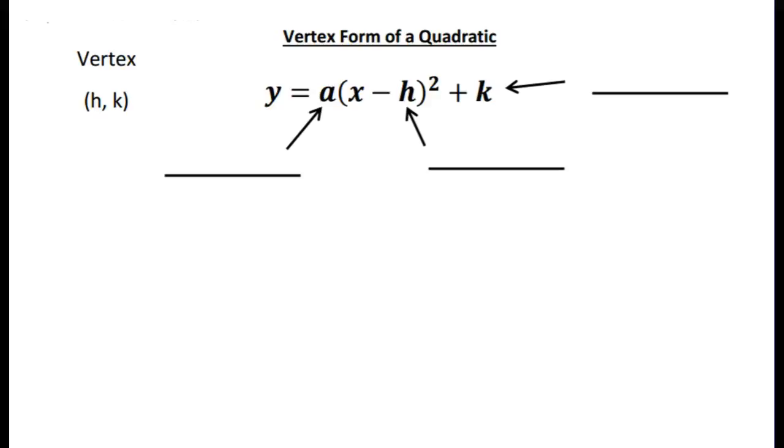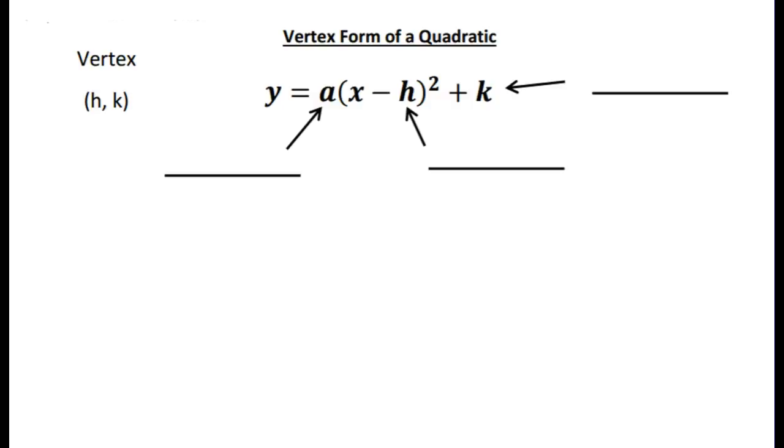Today's lesson is on graphing a quadratic equation in vertex form. Previously you learned about some basic characteristics of when we graph a quadratic. We will revisit some of those characteristics today. We'll revisit the vertex and the axis of symmetry.